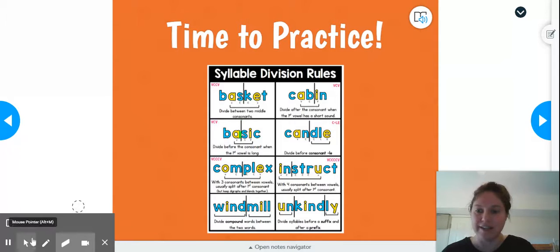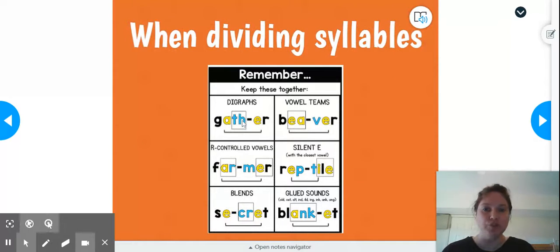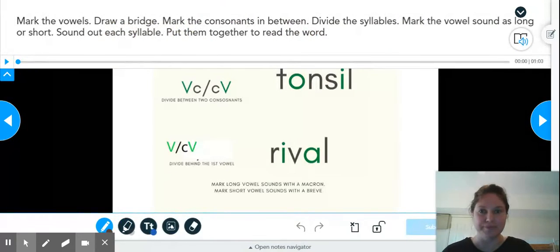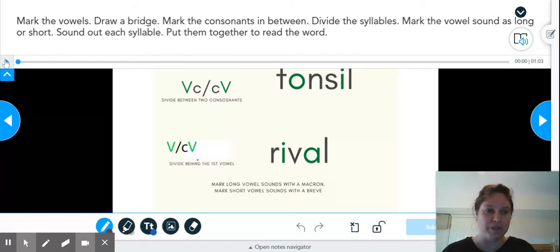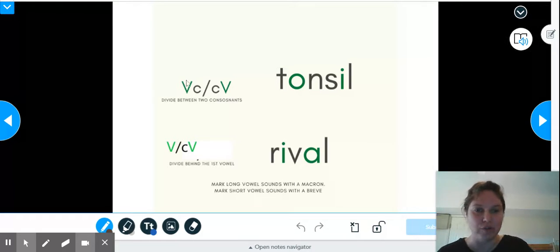So let's get started. Something to remember: make sure that when you're dividing syllables, you keep digraphs together, you keep vowel teams together, and you keep blends together. Let's go. So if you want to get rid of this, you hit play and that'll play the instructions for you. But once you're finished and you want to get it out of the way, you just click right here so that you can have the rest of your screen back.